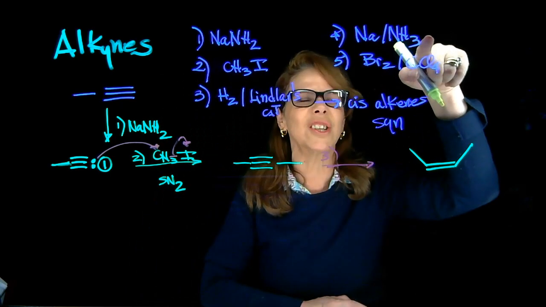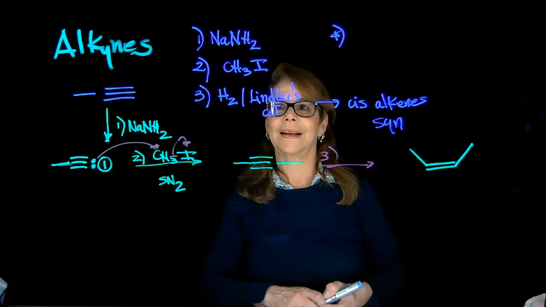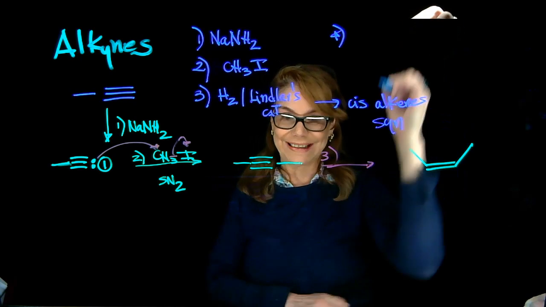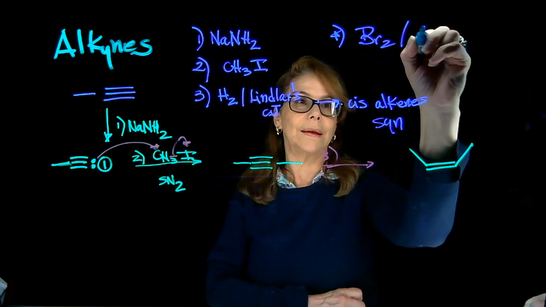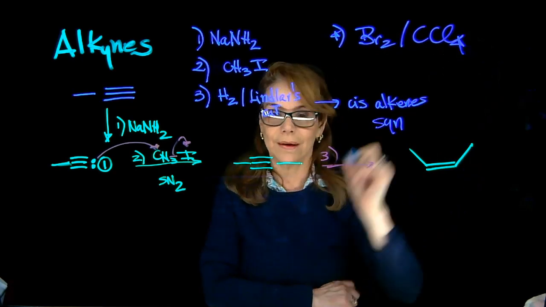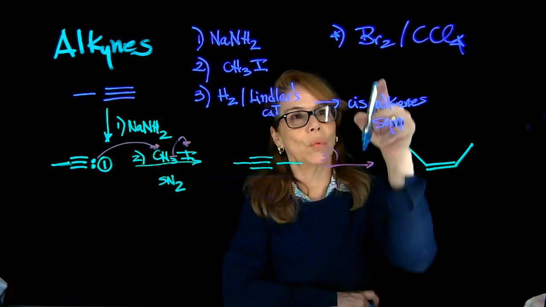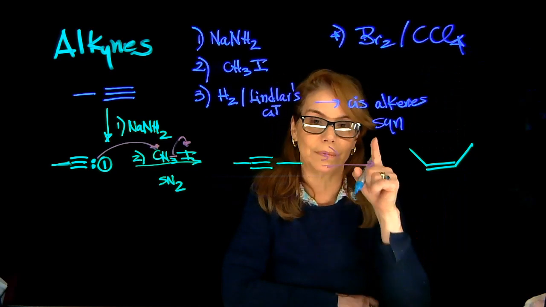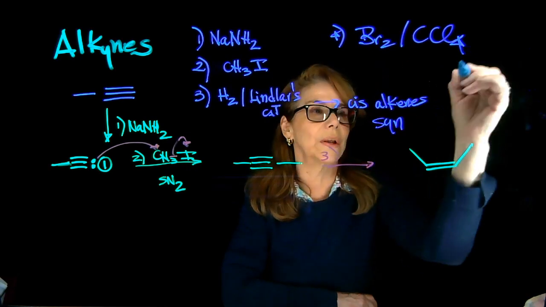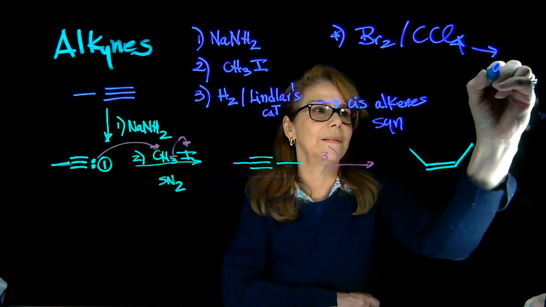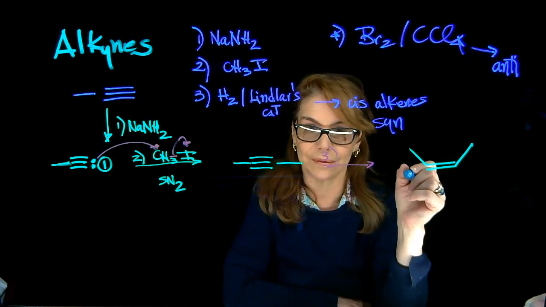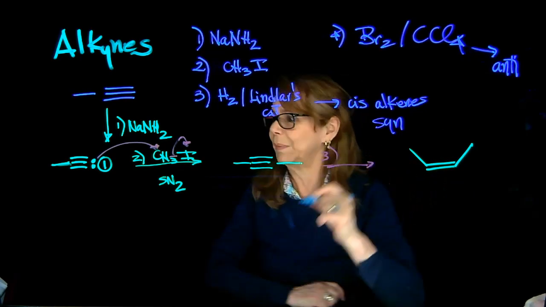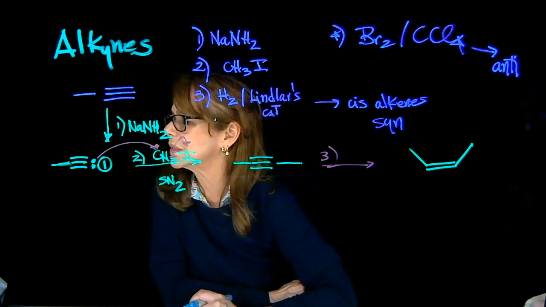Then it says condition 4. So condition 4 here is bromine in carbon tetrachloride. So what are we doing in this step? We're adding bromine across the double bond. But we need to remember that this reaction proceeds in anti fashion, meaning that the bromine atoms that we're going to be adding are being added to opposite sides.